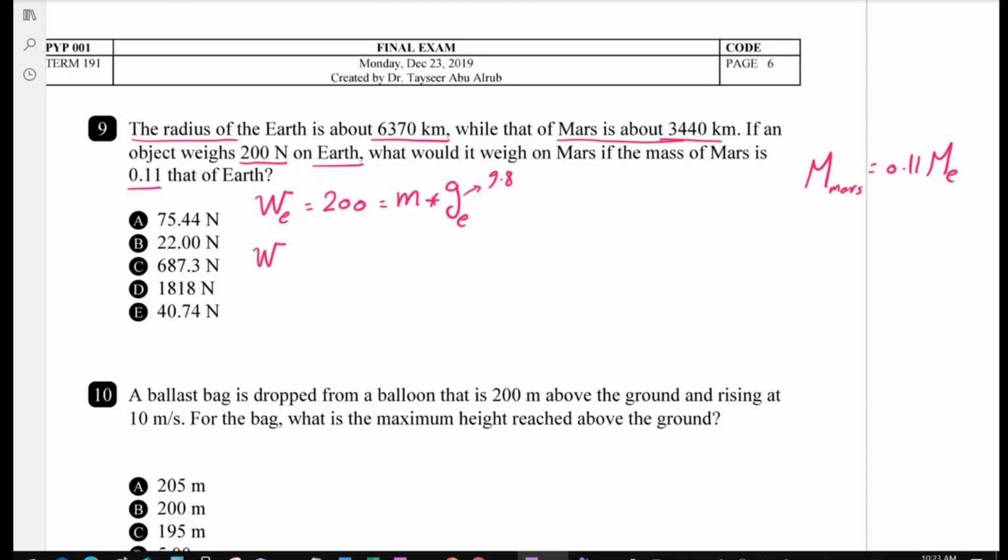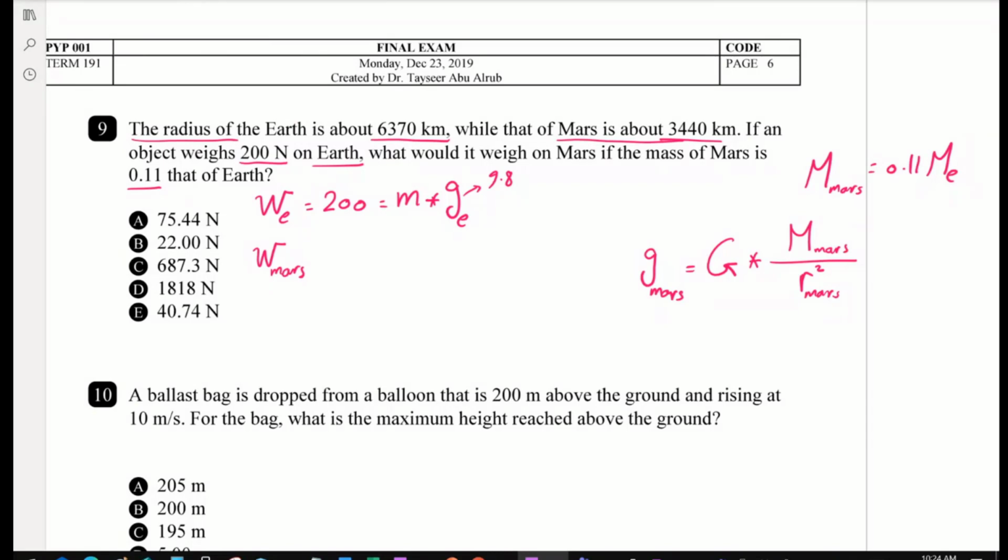I need to find the weight on Mars. So the change will be in g. The mass will be the same. So the change here is in gravity. So the gravity of Mars equals what? Big G, let's remember the equation, times the mass of Mars divided by the radius of Mars squared.